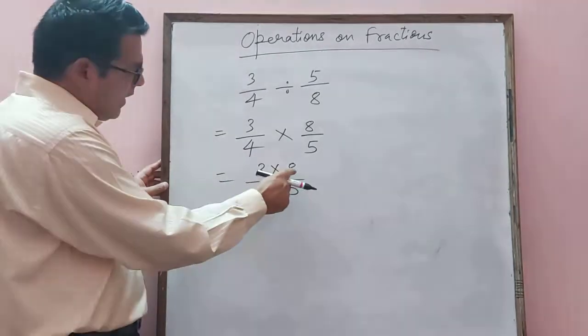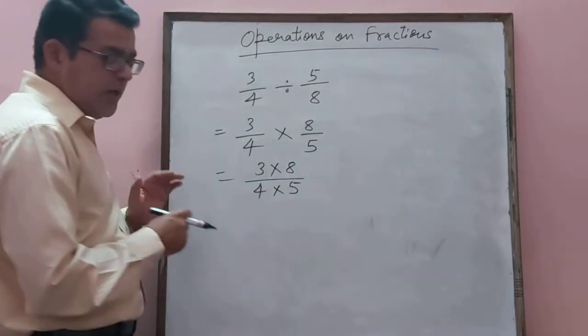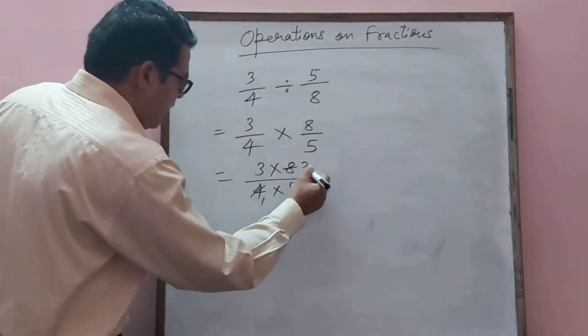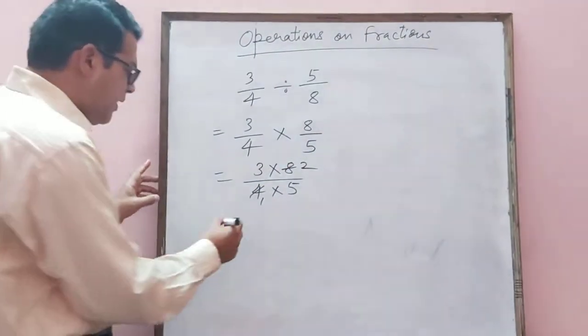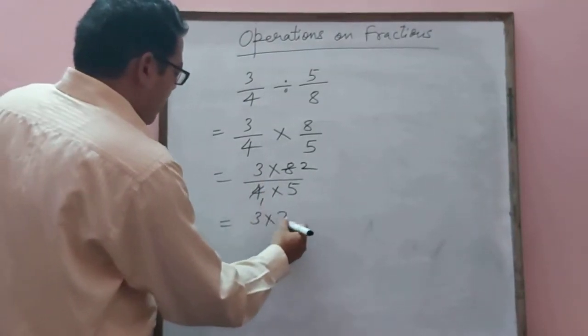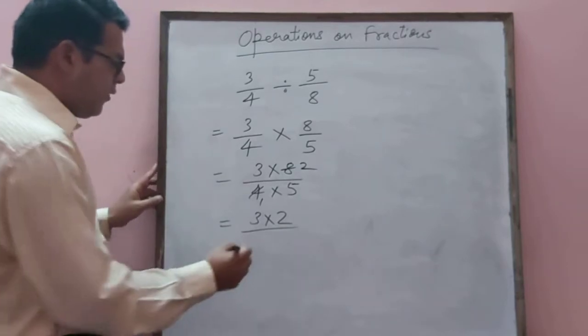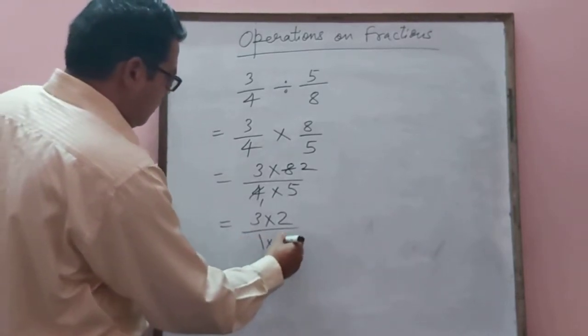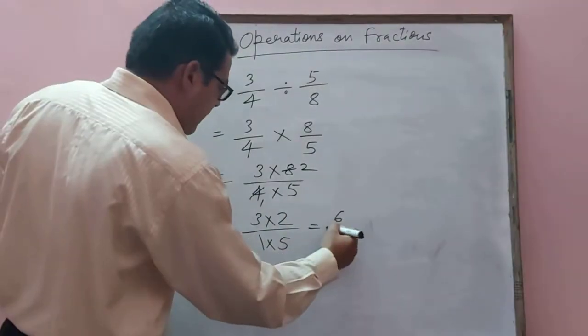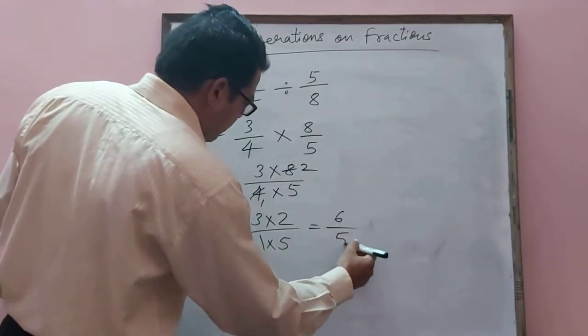You can see here this 4 and 8. These two are divisible by 4. So 4 1s are 4, 4 2s are 8. We can simplify it before multiplication. Now 3 and 2 is left in the upper side, and 1 into 5 we have downside. So 3 2s are 6 we can write here, and 5 1s are 5 we can write here.